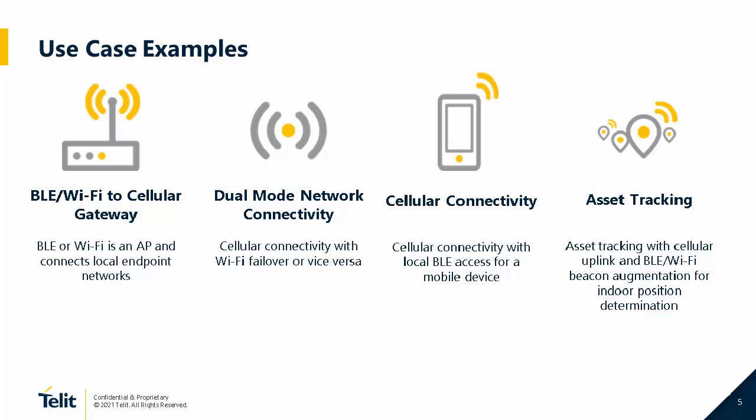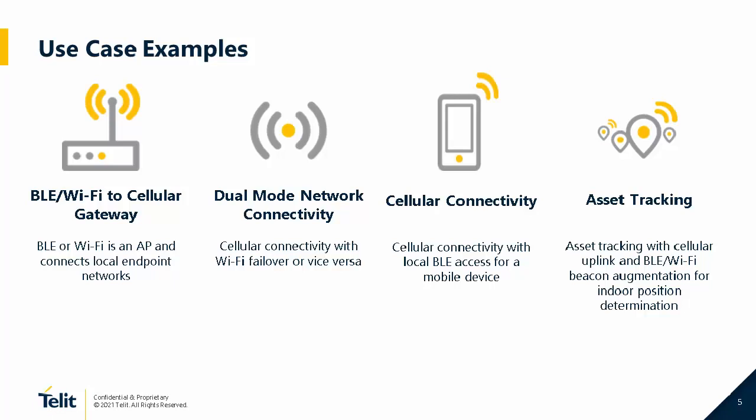The third would be cellular connectivity with local BLE access. So it's pretty common to have cellular connected endpoints, but there might be a use case where you have a mobile device that approaches the node and wants to connect to it either to transfer data, to update firmware, or things like that. So you'd have an application where you've got a cellular module for backhaul, but you also want to provide a BLE connection that a mobile device can connect to.